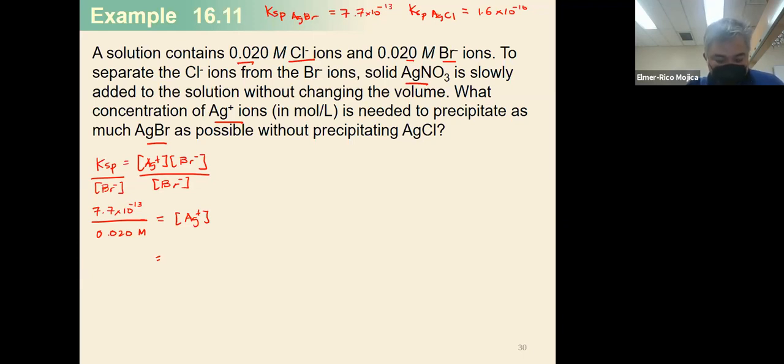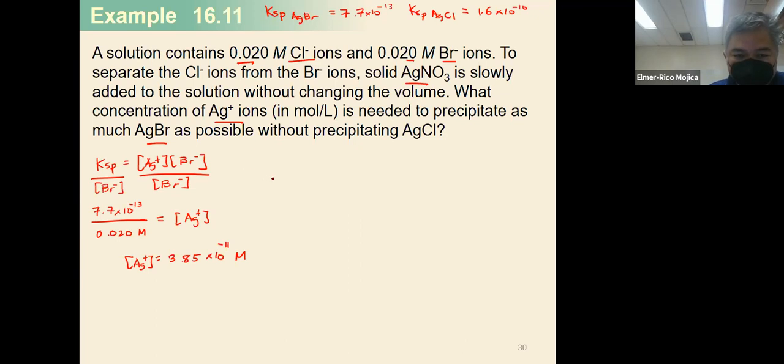7.7 times 10 to the negative 13 divided by 0.02. So I have here around 3.85. So what does this mean? You need that minimum amount for your silver bromide to precipitate. Now, you want to determine the same thing: how much silver ion do you need to precipitate out your chloride?